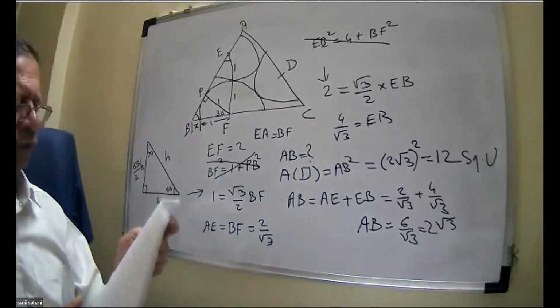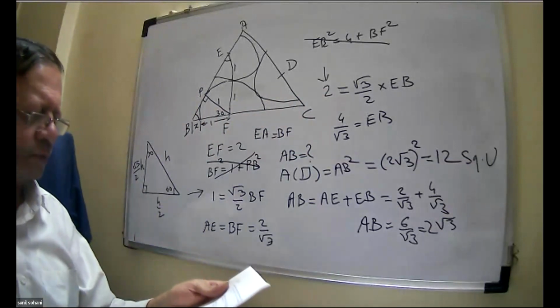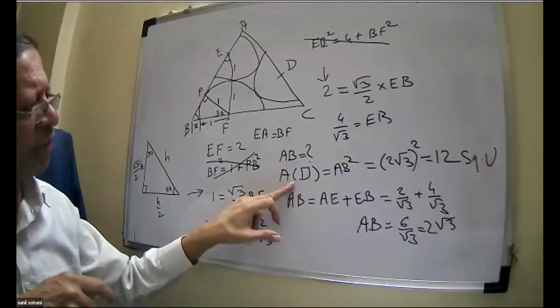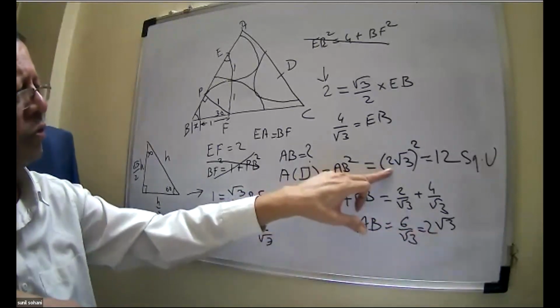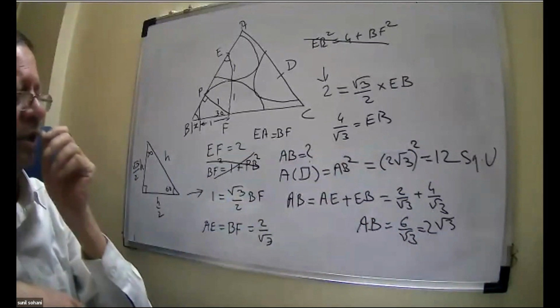So now we are left with only one more question of this paper. The answer will be 12. Yes, the area of the square is AB square, and we found AB as 2 root 3. So the square of 2 root 3, the answer is 12.